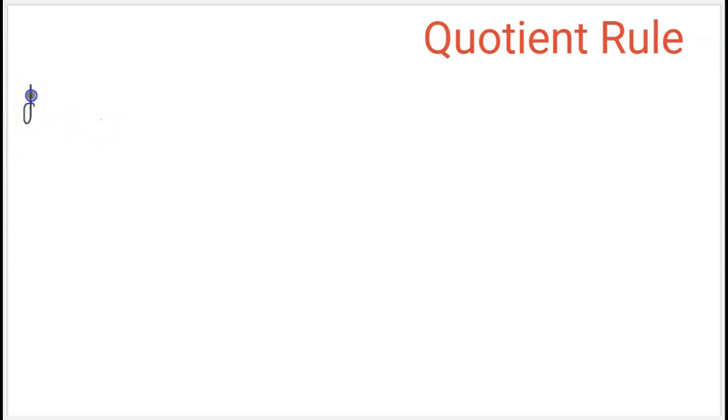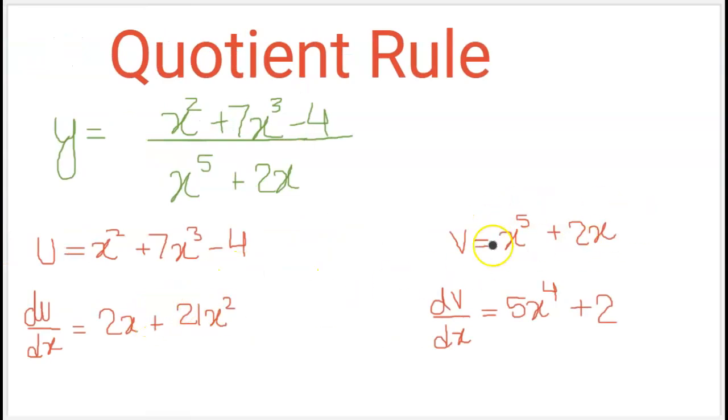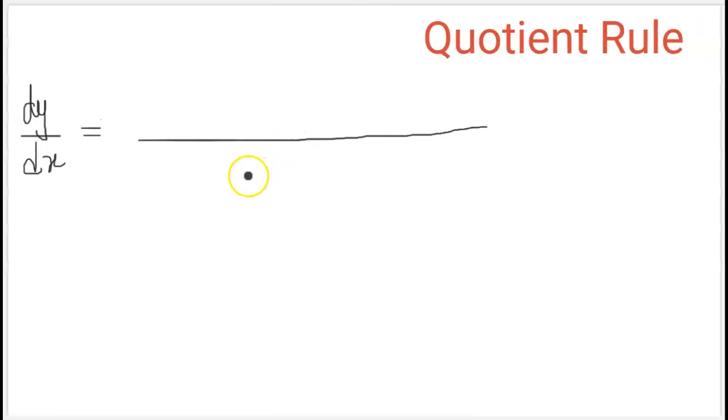So that will become dy over dx, and let's do v squared first. So this bit was the v, x to the power 5 plus 2x, that is v, and that is u. So I'm just going to write down x to the power 5 plus 2x. And according to the rule, it says I need to do v squared. And there is a negative there as well. And then it says I have to get a v here, which is x to the power 5 plus 2x.